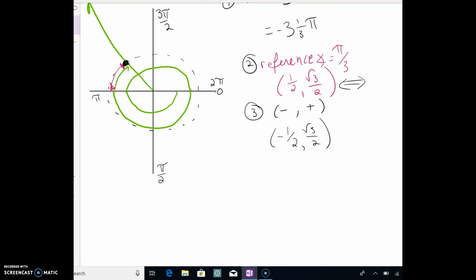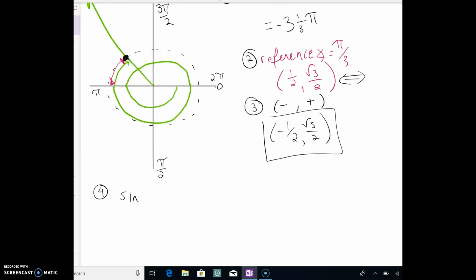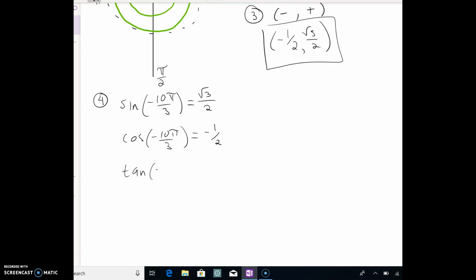All right. Once you have your terminal point, the terminal ordered pair, then you can find your trigonometric functions fairly easily. Just make sure that you recall the definitions. So let's start off with the sine of negative 10 pi over 3. And remember that the sine is the same thing as the y value of the ordered pair, so we have square root of 3 over 2. The cosine of negative 10 pi over 3 is the x value of the ordered pair, which is negative 1/2. The tangent of negative 10 pi over 3 is equal to the square root of 3 over 2 divided by negative 1/2, which is the same thing as negative square root of 3.